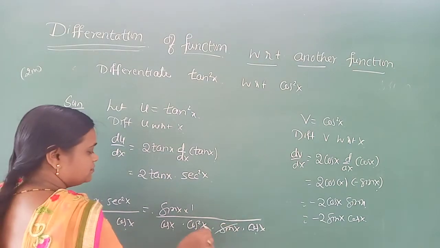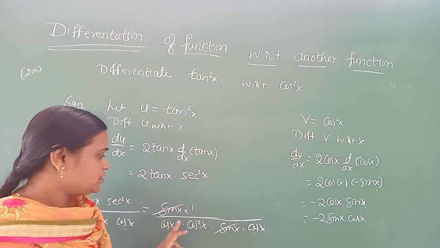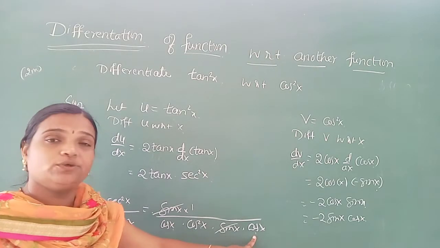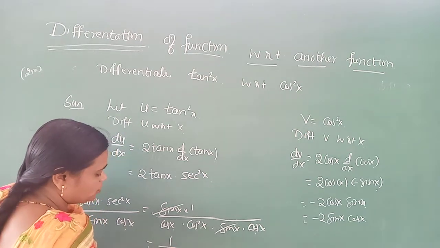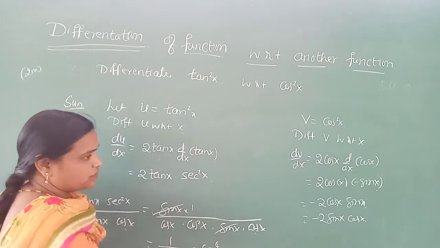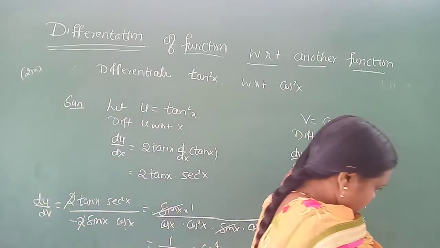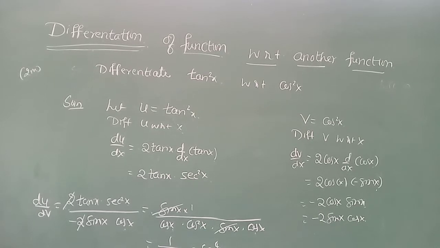See, one sin is cancelled. Cos square into cos cube into cos, you get cos to the power 4. 1 by cos to the power 4 x is nothing but sec to the power 4 x. Okay, in this way we can do the example of differentiating one function with respect to another.